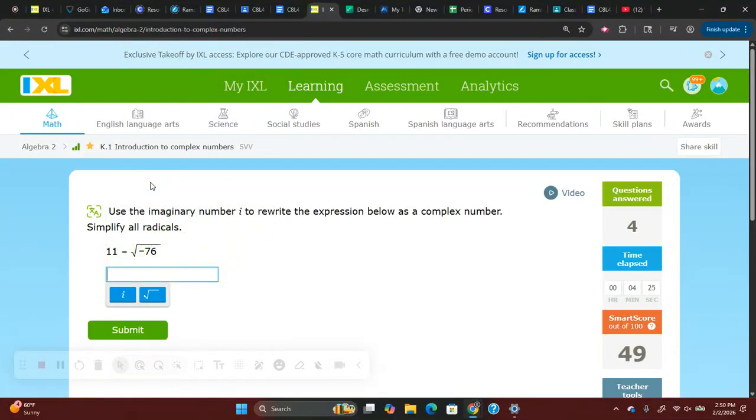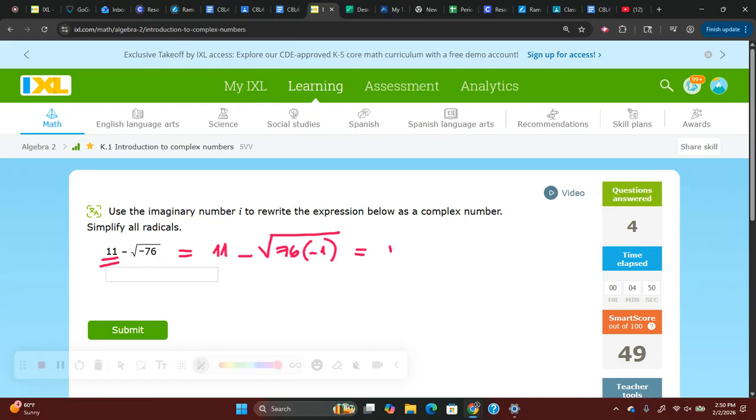Okay, let's do the last one over here. They give you a real number in the front. Do not combine the real number with the imaginary number. You cannot combine a real number with an imaginary number. So 11 is still there, subtract the square root of -76. I break it down as 76 times -1. So 11 subtract the square root of 76 and then the square root of -1.